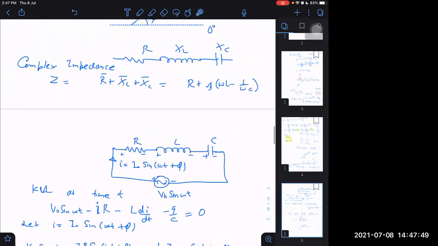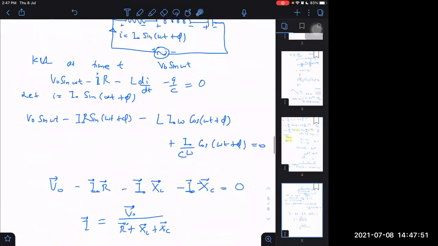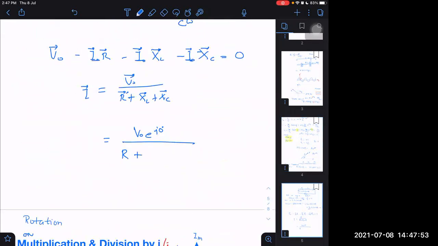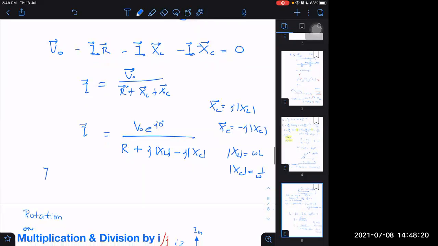Next. What do I get now? I get R plus j into omega L, XL mod, and minus j into XC mod. I told you if I treat the XL vector separately, then it will become j into XL mod, and XC will become minus j into XC mod. What is XC mod here? And what is XL mod? Magnitude is equal to omega L, and its magnitude is equal to 1 by omega C. Let us write that, and then we get the net phasor I, or net complex number I.